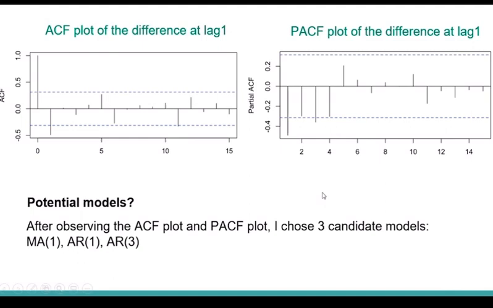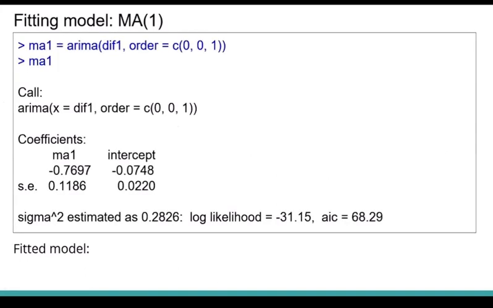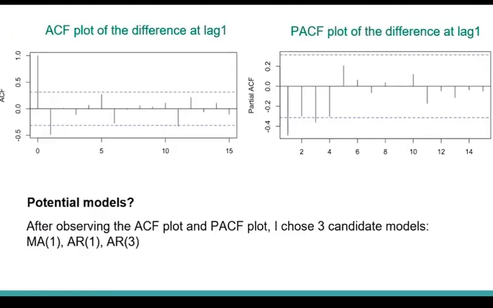There's a conflict now because the two plots are suggesting three models. We got MA of order one, we got AR of order one, and we got AR of order three, and now the question is, how are we going to arrive at the best model? We've got three competing models now. Now this is what you're going to do. We're going to fit each of the models using the R code.